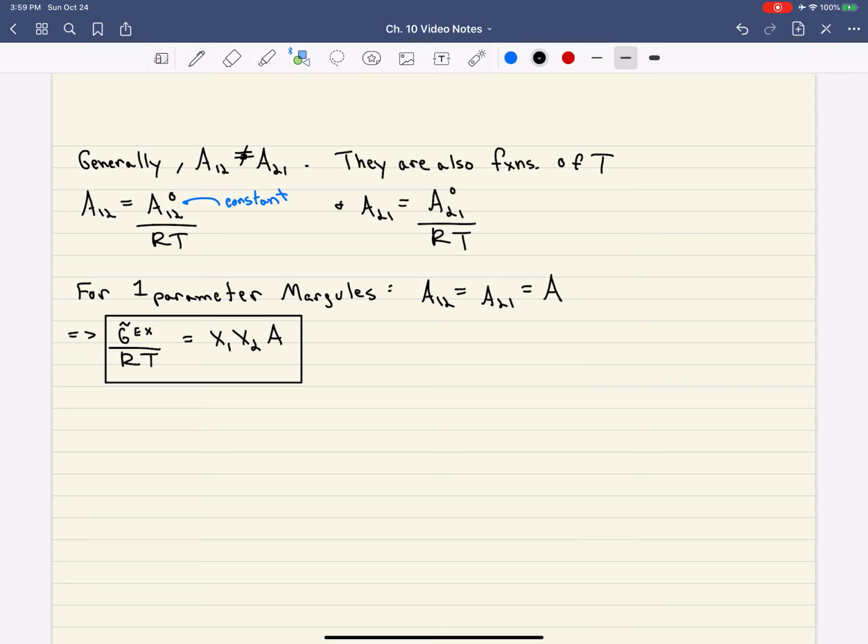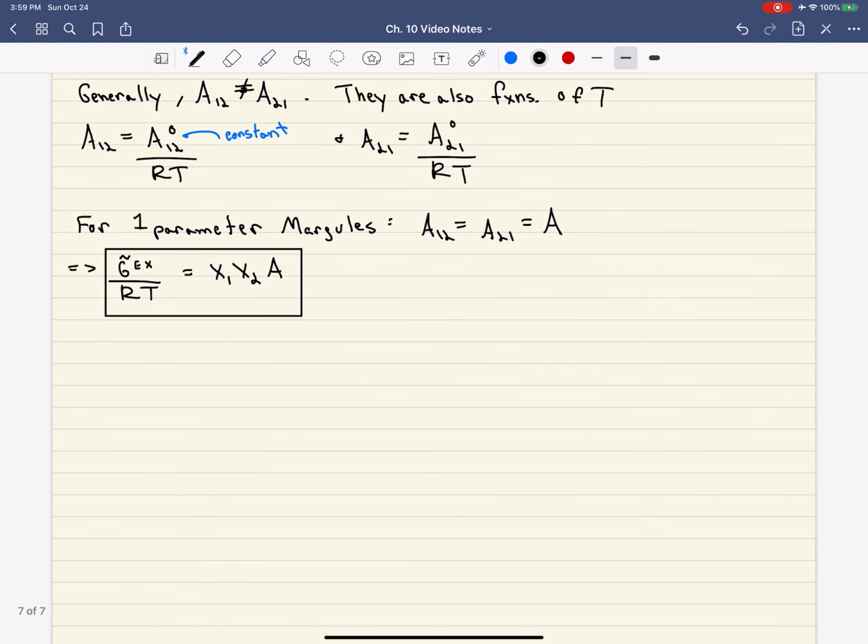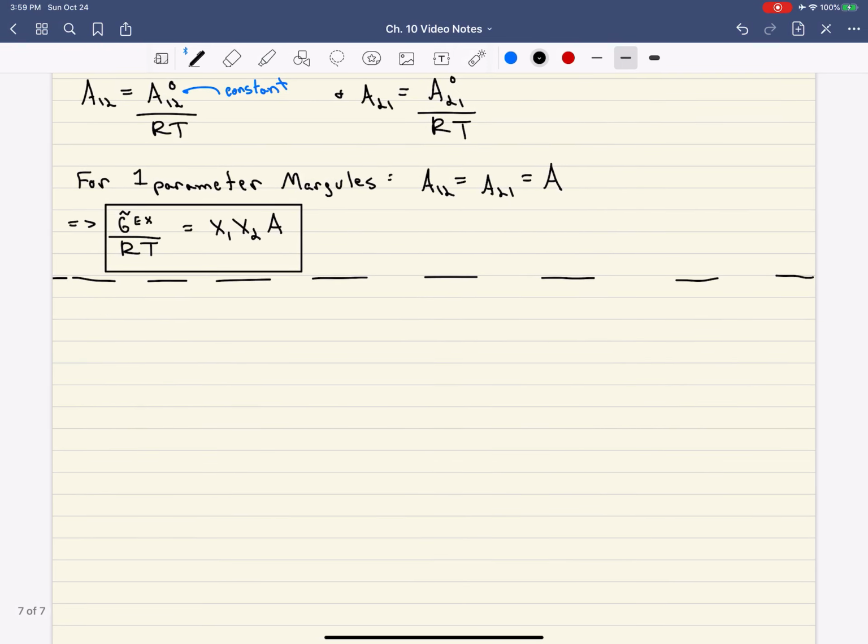Okay, and so this here were examples of the Margules equations, which once again are just models for this excess molar Gibbs energy. But those aren't the only models that exist. And so for the last few parts of this video, I just want to tell you what other models are.